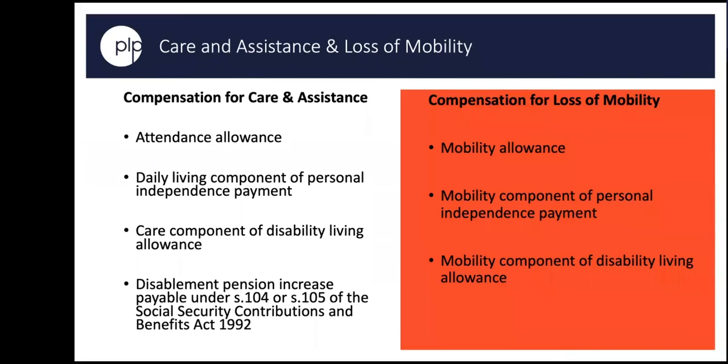Now, compensation for loss of mobility is a slightly less tangible head and it can be used against a couple of things. So you've got the obvious things in terms of vehicles, adaptive vehicles, that sort of thing. But actually where there are travel expenses that have been incurred as a result of a person's loss of mobility by virtue of their injury or disease, they can also be offset. And those benefits that are offsettable are the mobility allowance, the mobility component of PIP, again, that's one we come across a lot, and the mobility component of disability living allowance.